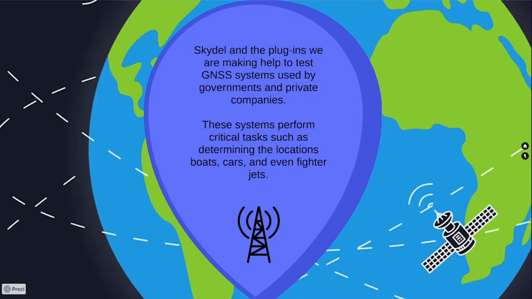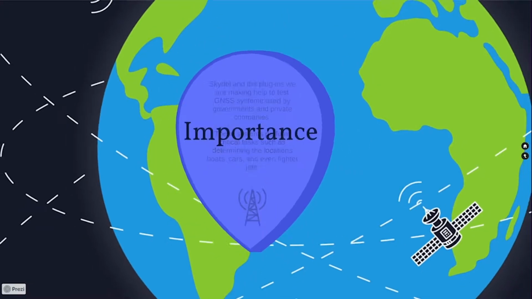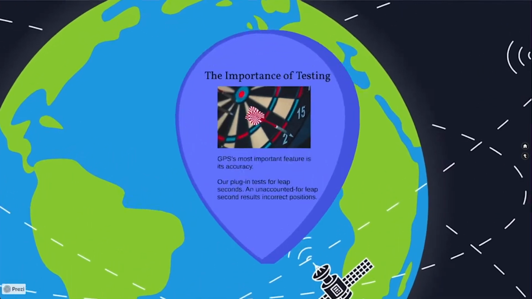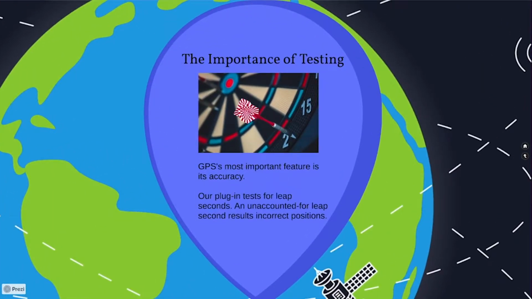These systems perform critical tasks such as determining the locations of boats, cars, and even fighter jets. GPS's most important feature is its accuracy. Our plugin tests for leap seconds. An unaccounted for leap second results in incorrect positions since the GPS relies on accuracy down to the nanosecond.